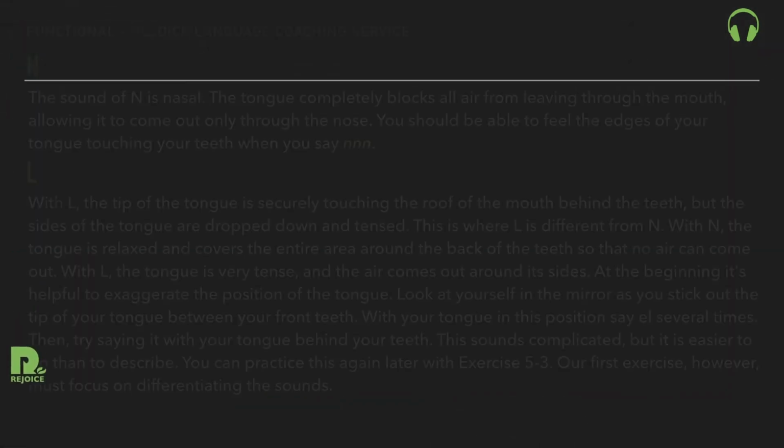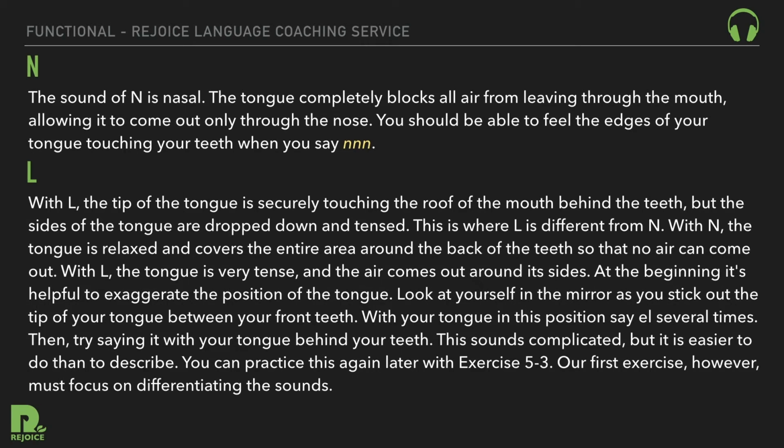N. The sound of N is nasal. The tongue completely blocks all air from leaving through the mouth, allowing it to come out only through the nose. You should be able to feel the edges of your tongue touching your teeth when you say L. With the L, the tip of the tongue is securely touching the roof of the mouth behind the teeth, but the sides of the tongue are dropped down and tense. This is where L is different from N. With N, the tongue is relaxed and covers the entire area around the back of the teeth so that no air can come out. With L, the tongue is very tense and the air comes out around its sides.